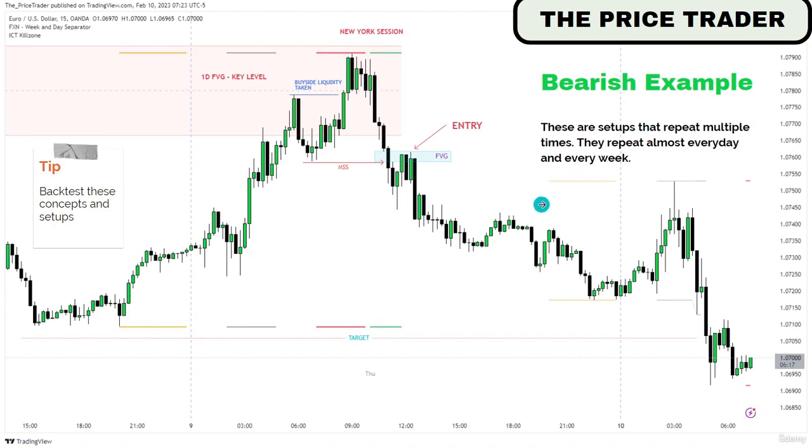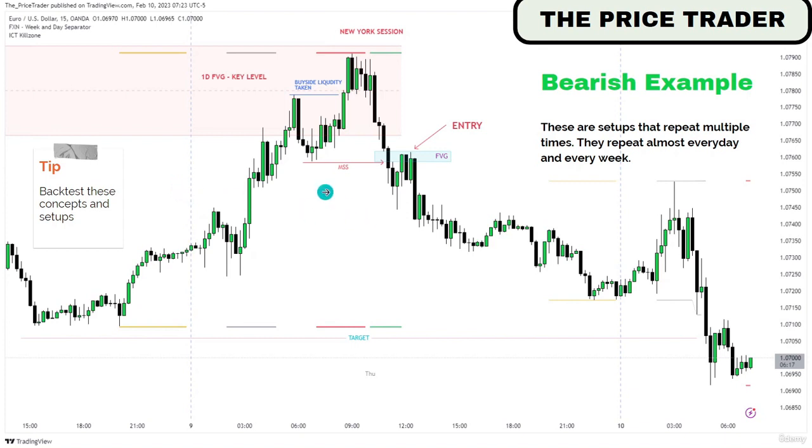This is an example of what we're talking about. This is a bearish example. These are setups that repeat multiple times. They repeat almost every day and every week. You won't get it every day, but it repeats at least a couple of times a week. So we want to really backtest these concepts and setups that I'll be outlining in this example.